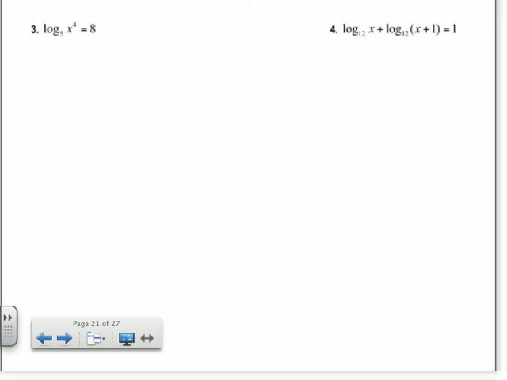All right, so number 3, it says log base 5 of x to the 4th equals 8. Okay, 2 ways to do this. Well, there's lots of ways to do this, but we're going to talk about both. What do you guys think is an easy thing to do? 5 to the 8th. Yep, so that's one way. You can say 5 to the 8th equals x to the 4th. That's going to be the second way I do it. Anybody see another way?